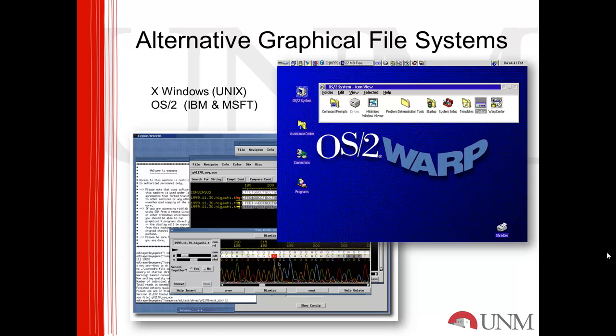The last commercial version of OS/2 was OS/2 Warp. And I mention it just in historical terms because it had excellent file management capabilities and was actually quite a pleasure to use as an operating system. And it's too bad it wasn't continued on as a competitor for Microsoft Windows.